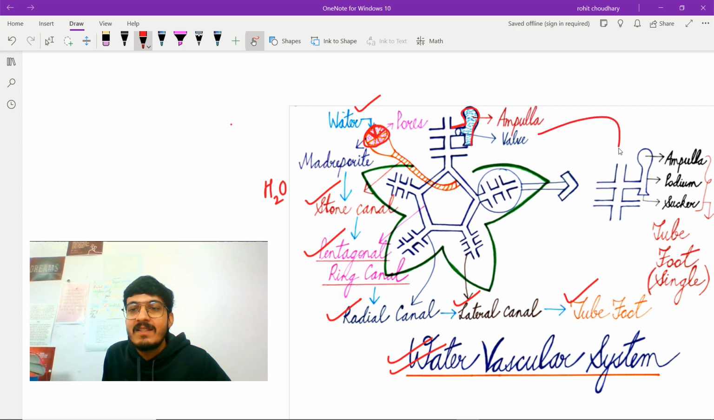As we can see, this is the enlarged view of the tube foot. There are three parts. First one is ampulla, second one is podium, and the third one is sucker. Basically these tube feet help in locomotion. There is a valve present, and the water will enter into this ampulla, or we can say this tube foot, through this valve. So this is the brief overview of water vascular system.